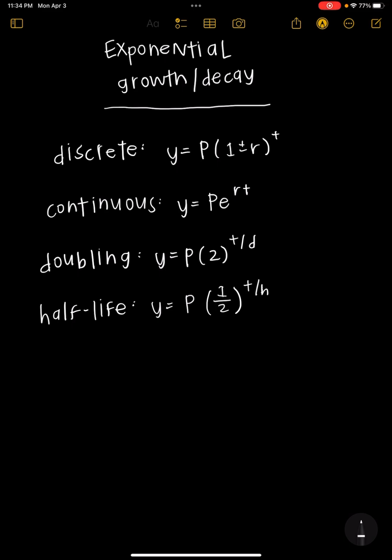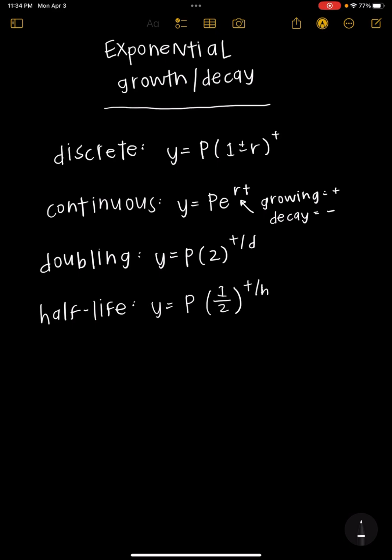And the other thing too is this r right here. So we decided it's a rate, which is that percentage. Now if it's growing, it's positive. If it's decaying or if it's getting lower, then it's negative. And you just make the r positive or negative based on that.